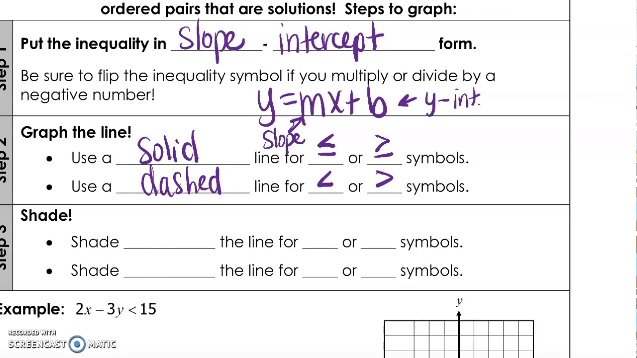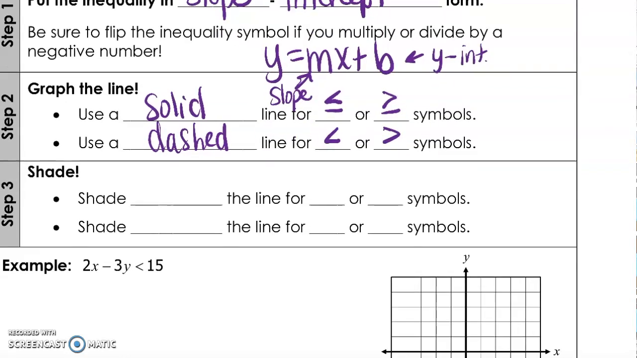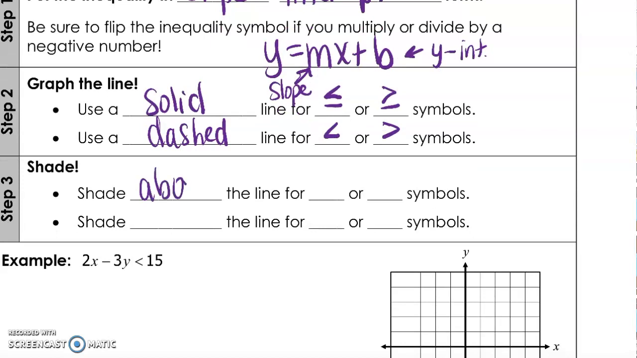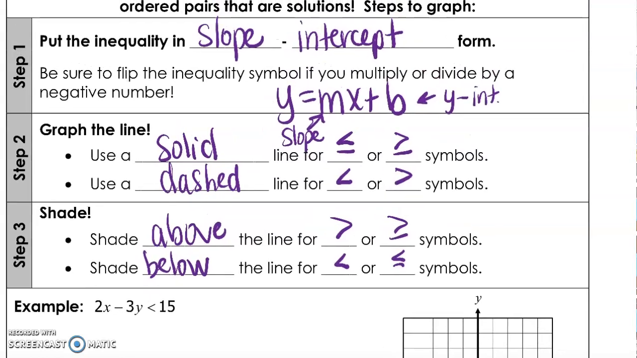The second difference is that now, since it's an inequality, we have to shade. You are going to shade above the line for a greater than or equal to, and then you will shade below the line for a less than or equal to. I will show you another way also in case you want to not think of it that way. The other thing up here, make sure that you flip the inequality sign if you multiply or divide by a negative. That will happen quite a lot.